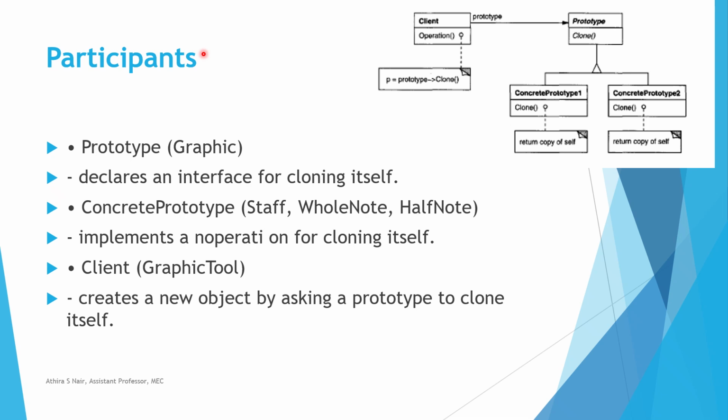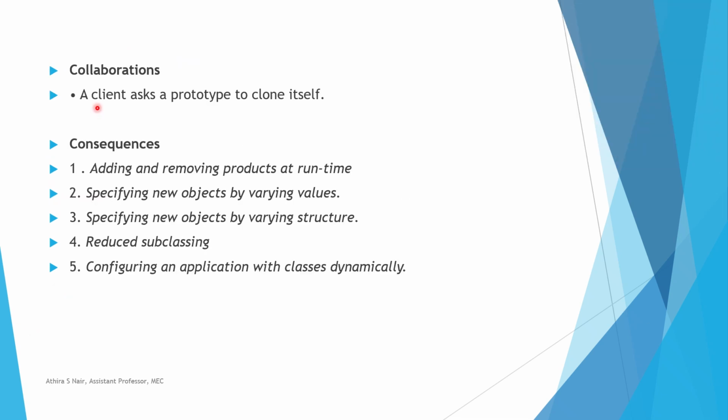So the components are prototype. It declares an interface for cloning itself. Then concrete prototype. It implements an operation for cloning itself. Then client. It creates a new object by asking a prototype to clone itself. So here a client asks a prototype to clone itself.